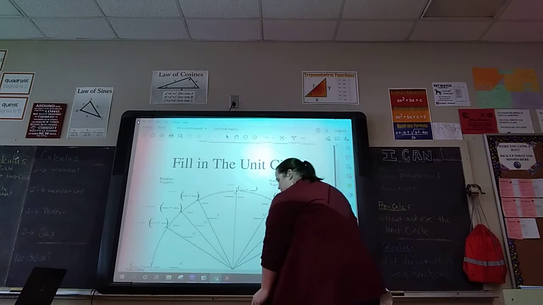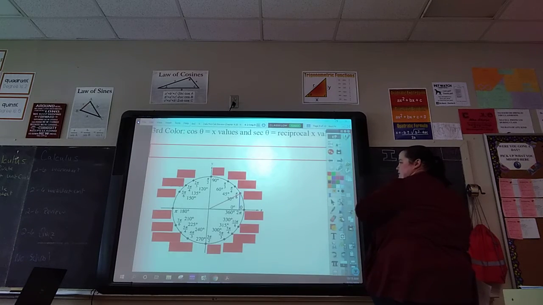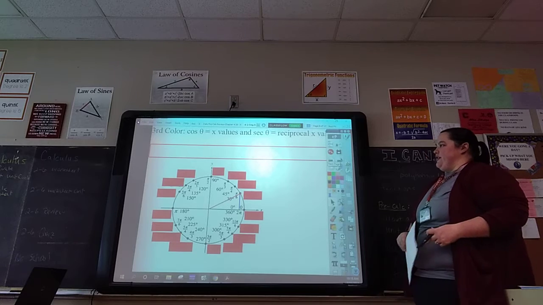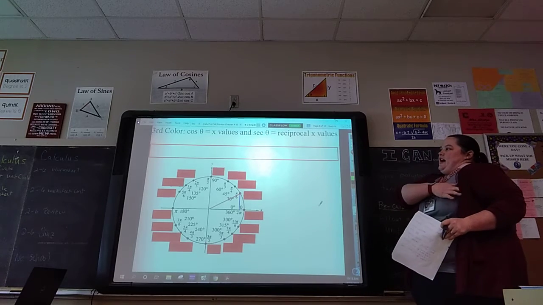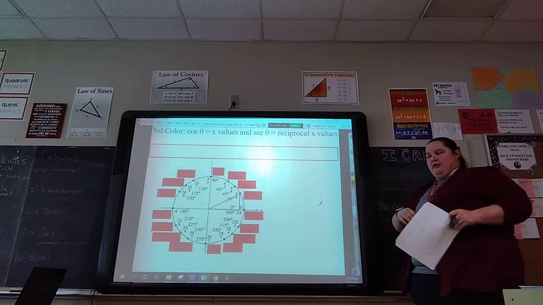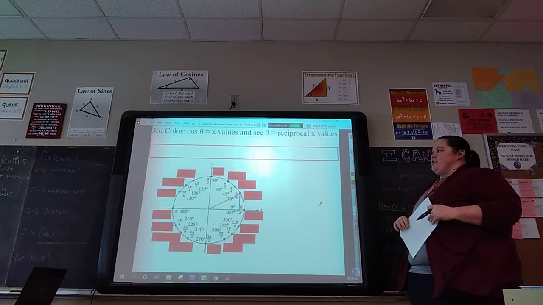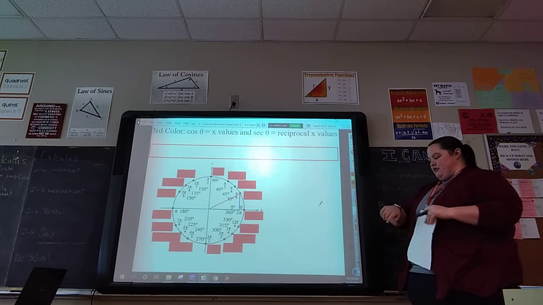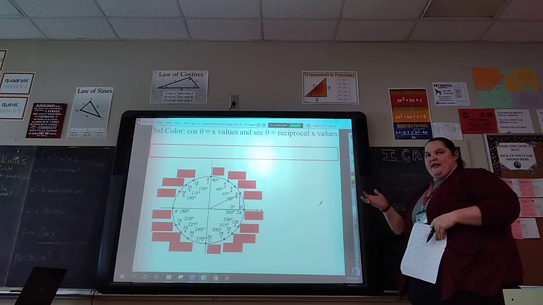Okay. So the next thing we're going to fill out is X values. And that's going to be our third color. So in our color key code, cosines are X values. So like I said, whether you're color coding or not, you need to make sure you write that somewhere on the paper so you can remember that all of the X values, or the first values in our ordered pair, correspond to a cosine value.